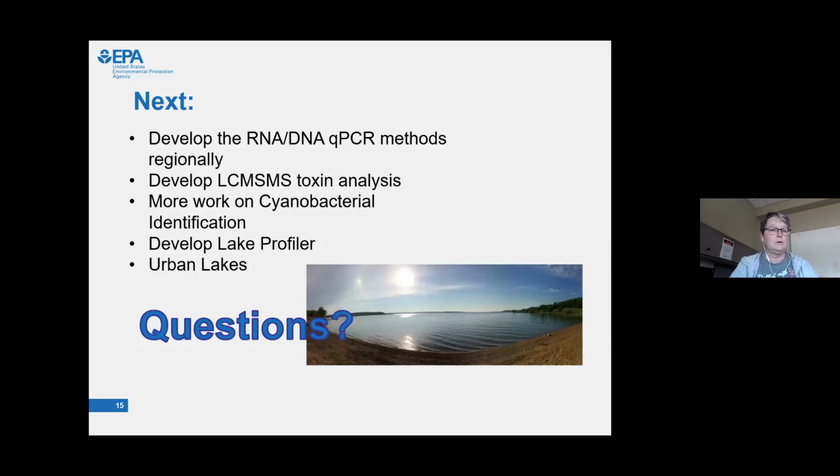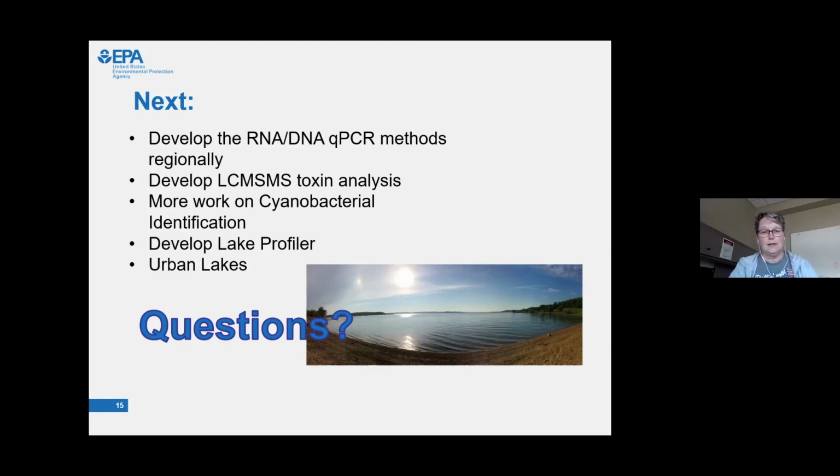So as we continue the work, we're going to further develop that RNA and DNA work here in the region. We're going to develop the LC-MSMS toxin analysis here in the region. We're working with our FlowCam on cyanobacterial identification and quantification. We've developed a lake profiler in the region that can send our sondes up and down in the water column so we can get a better idea if the cyanobacteria happen to dive due to rough conditions or no sunlight on top.